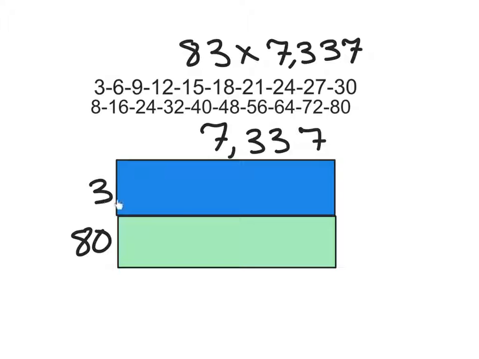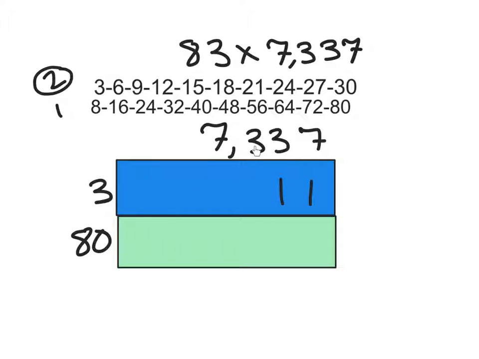And here we go. 3 times 7 gives you 21. I'm going to drop the 1 and carry the 2. 3 times 3 gives you 9. Plus this 2 here will give you 11. Drop that 1, carry that 1, and move along.